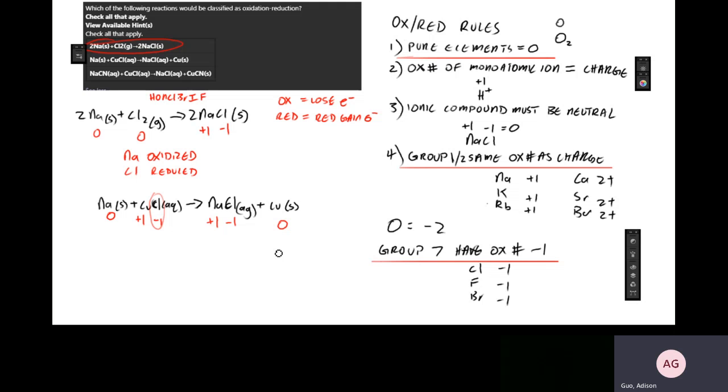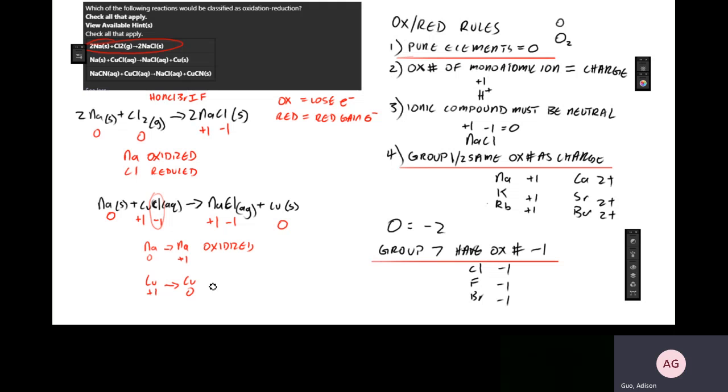So if we look over here, sodium went from 0 into sodium with an oxidation state of +1. So this one is oxidized. And it looks like we have copper went from +1 into copper without anything.